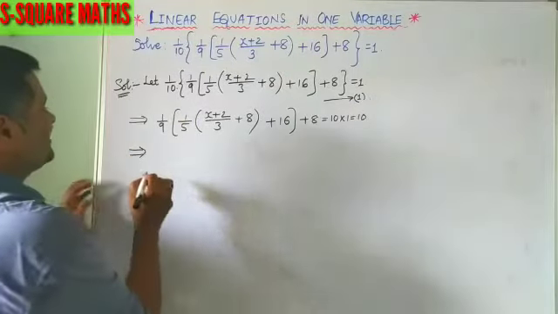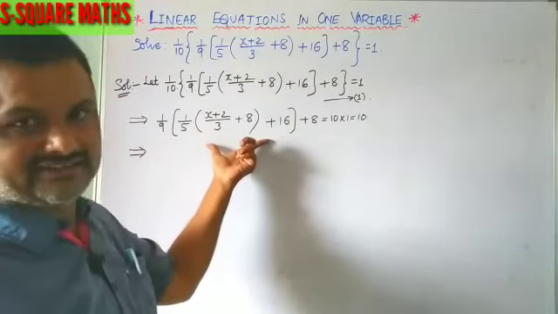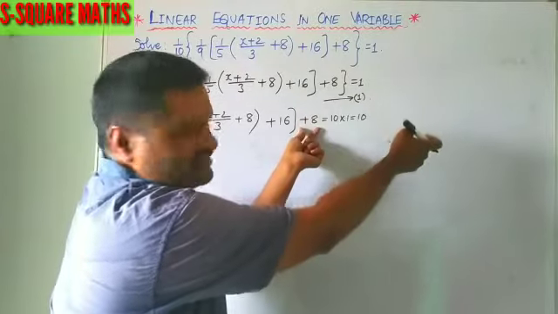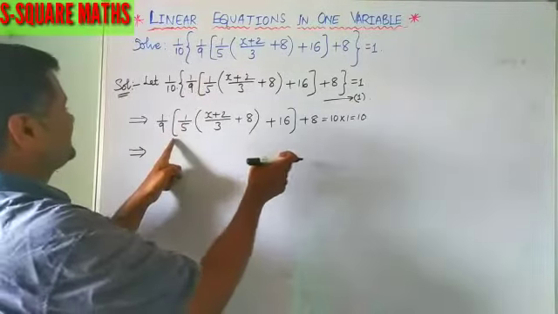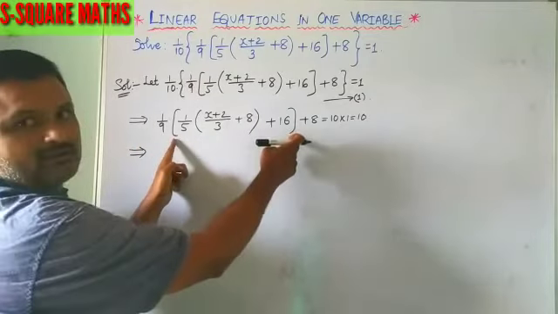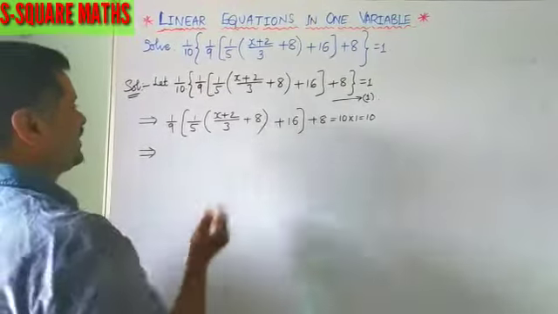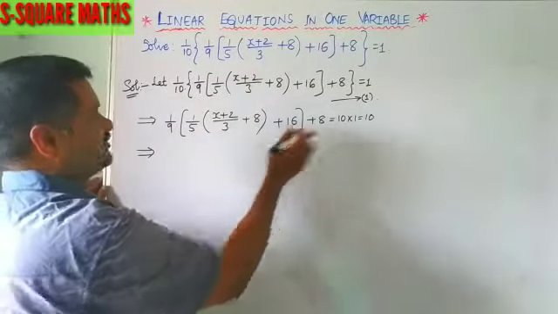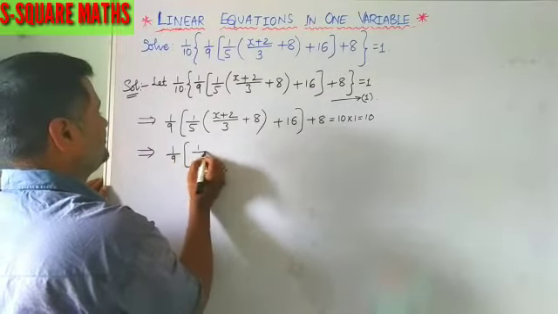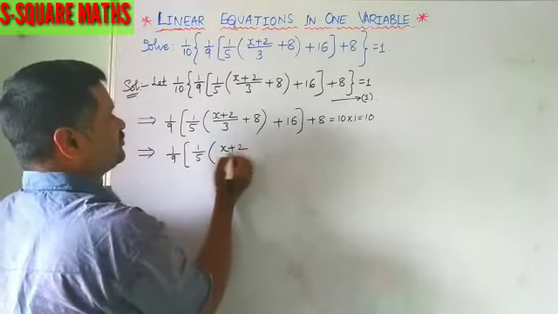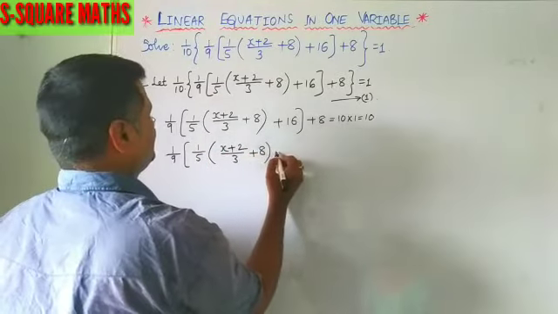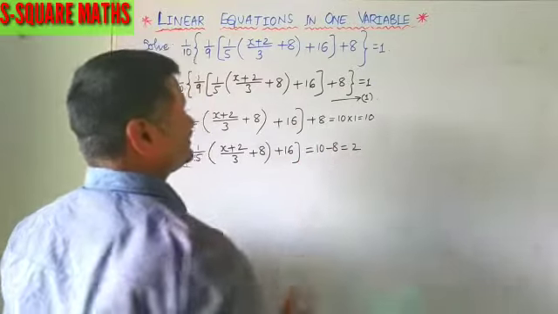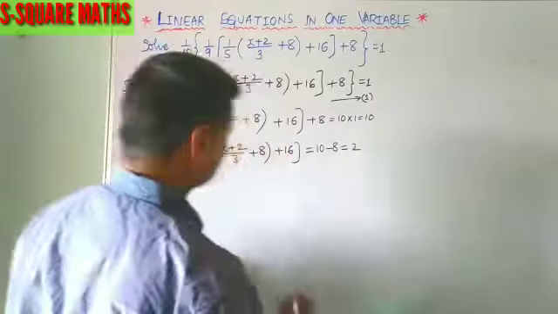In the same way, after 1 by 9 you have the square bracket, and before that it is plus 8. So plus 8 transposing to that side becomes minus 8. Before shifting 1 by 9 to that side we have to do this operation. So 1 by 9 of 1 by 5 of x plus 2 by 3 plus 8 plus 16 is equal to 10 minus 8, which gives you 2.